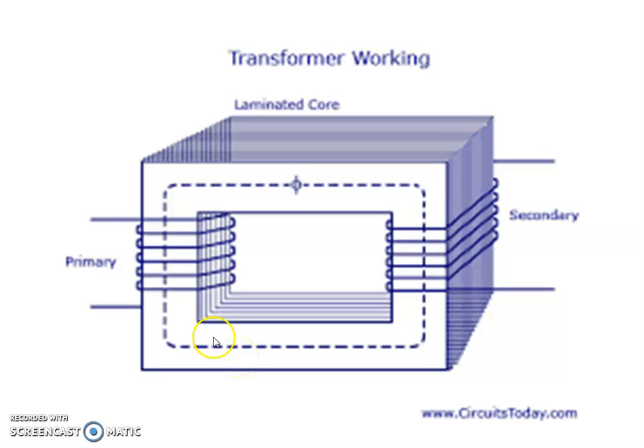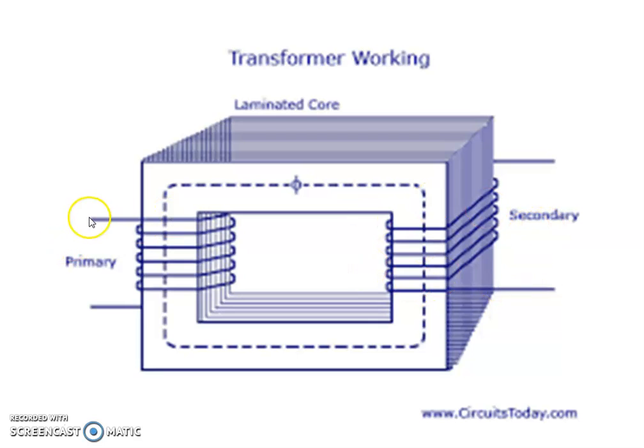Then if you look at the construction of a transformer, it basically consists of a laminated core which is made up of iron or soft iron. Such a laminated core of soft iron actually consists of a large number of plates stacked, and then on this side you see a coil which is wound onto it. It is called the primary coil, and there is another coil which is wound on the other side. It is called the secondary coil.